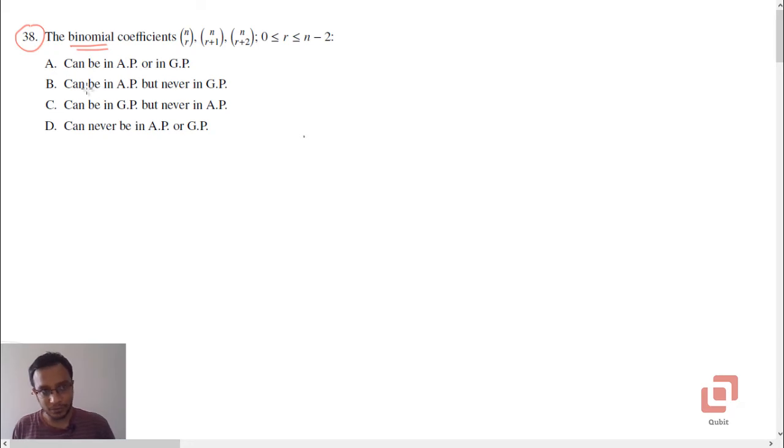Okay, so the question says that the binomial coefficients nCr+1 and nCr+2, where r lies between 0 and n minus 2, both values inclusive, can be in AP or in GP; can be in AP but never in GP; can be in GP but never in AP; and option D, can never be in AP or GP.